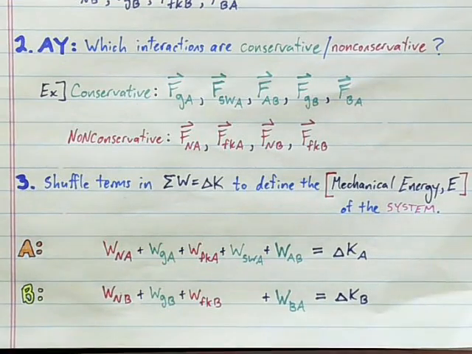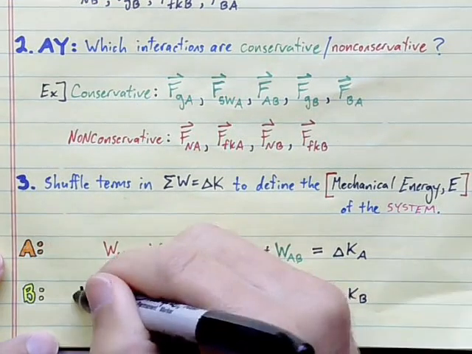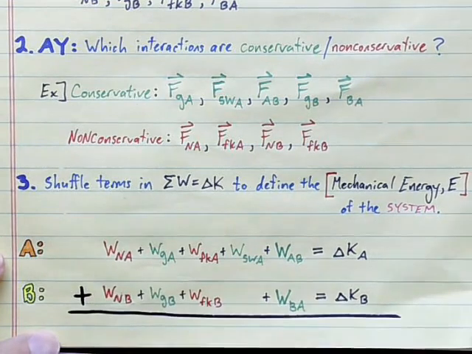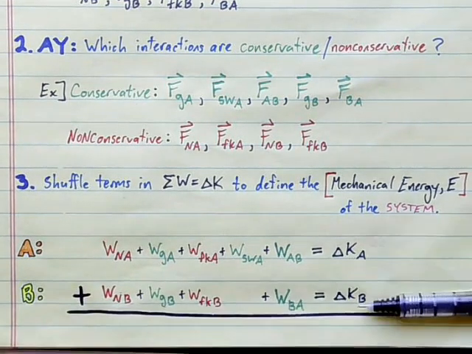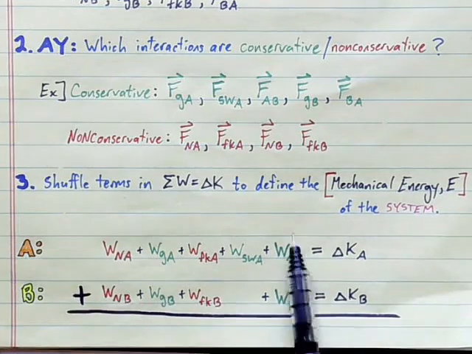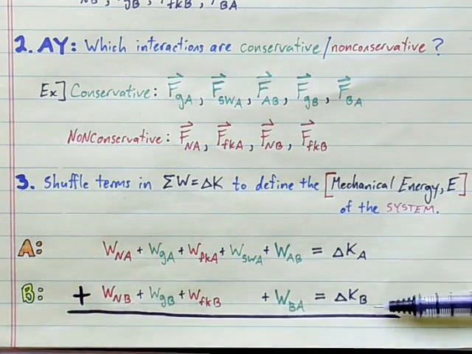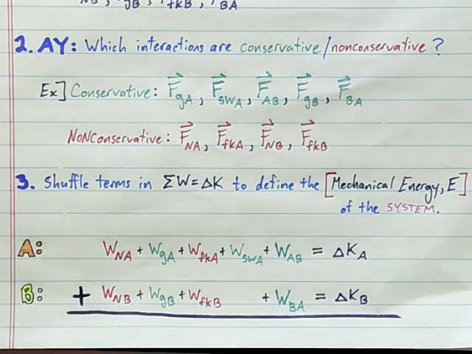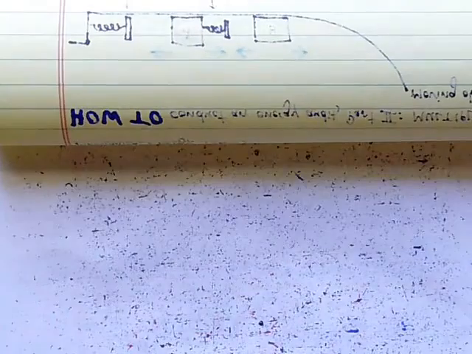And what I'd like to do is add these two whole equations together. Add the work energy theorem for A to the work energy theorem for B. So all the terms on this left-hand side added to all the terms on this left-hand side, and then add these two right-hand side terms together. Okay, so we're coming up with the sum of those two work energy theorems.